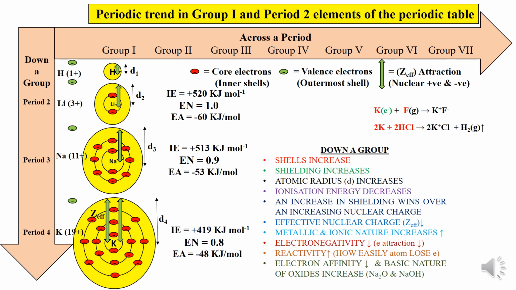Like sodium reacts with oxygen to form a metallic oxide, that is sodium oxide, which in turn reacts with water to form basic sodium hydroxide. So basic nature of oxides also increases going down the group.